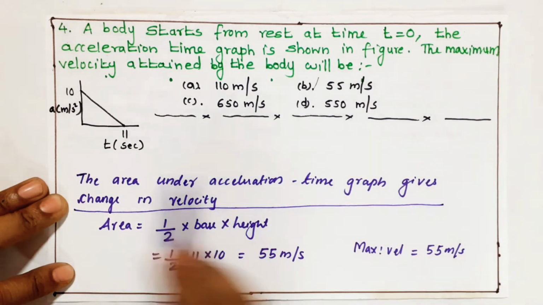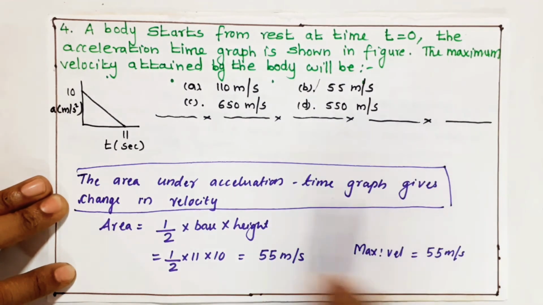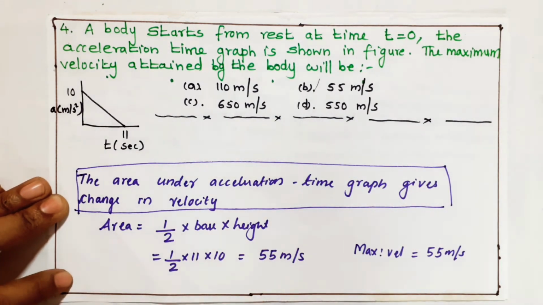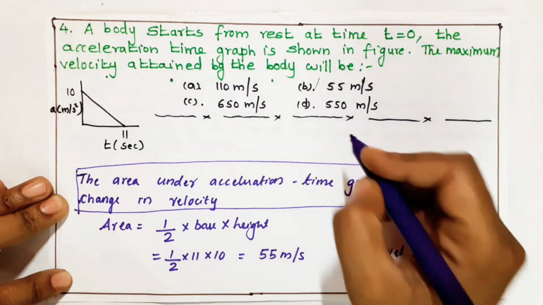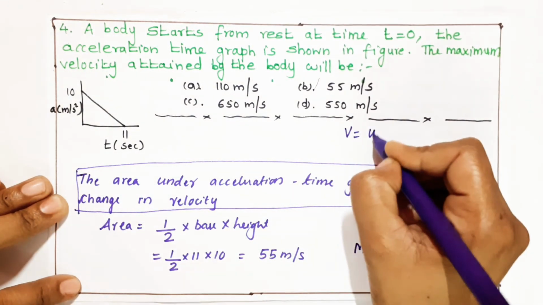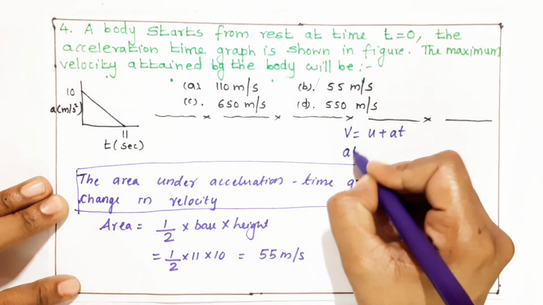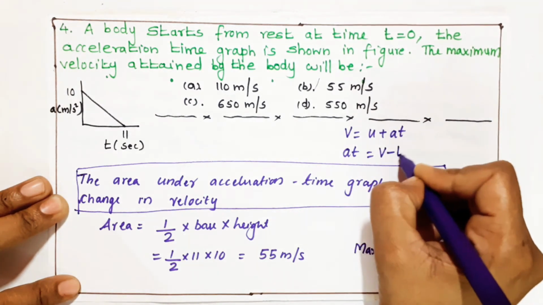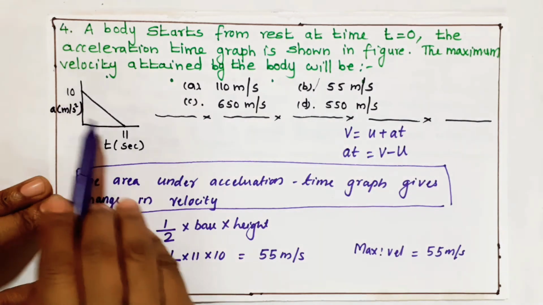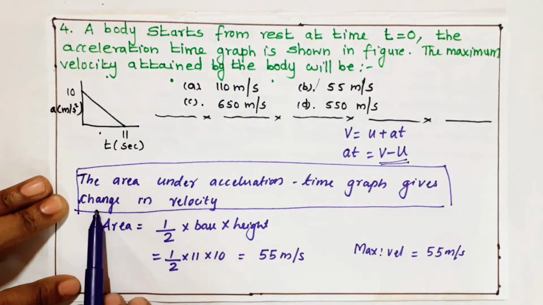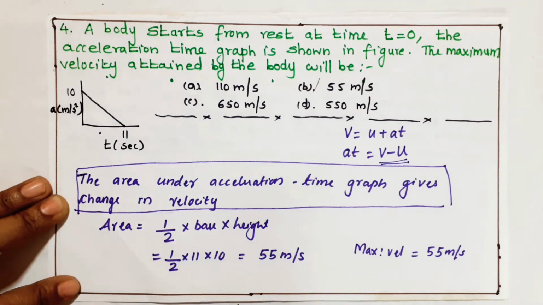Remember this important point. Area under acceleration time graph gives change in velocity. How can we tell that? Take the equation V is equal to U plus AT. So what is AT? AT is nothing but V minus U. So if you take the area of this part, it will be equal to V minus U. So it will be equal to change in velocity.